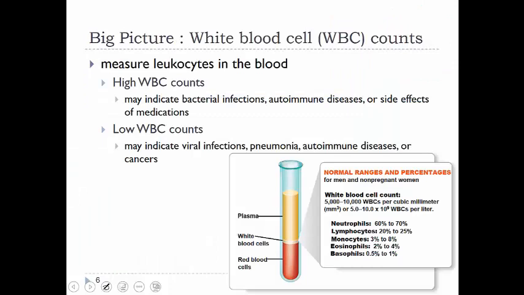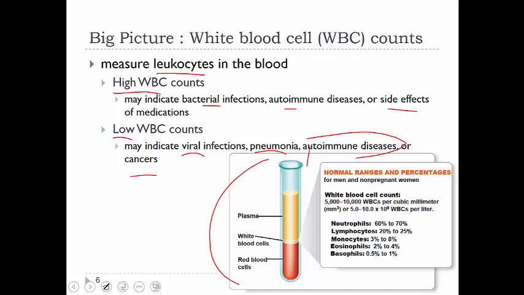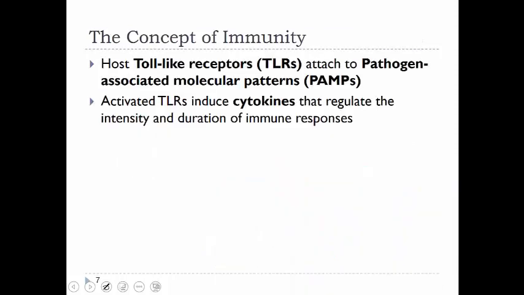Your white blood counts measure the leukocytes in your blood. If you have high white blood counts, then you could have a bacterial infection, an autoimmune disease, or some kind of side effect from medications. If you have low white blood counts, that could be viral, pneumonia, again, an autoimmune disease, or a cancer. So here's just a picture showing how much, if we just had a volume. So we are mostly plasma and red blood cells, and then that small part in the middle is our white blood cells.